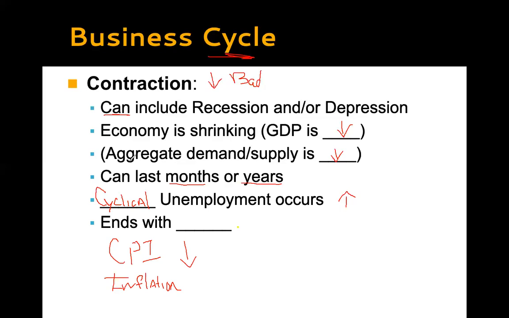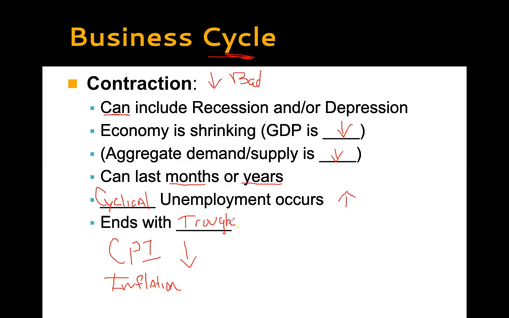Now, what does the contraction end with? It ends with the trough, because now you've bottomed out and things are getting better. So, bad times, contraction: GDP down, aggregate supply and demand are down, CPI, inflation is down because nobody's buying stuff. If you're not buying anything, all three of those are going to go down. Now, because people aren't buying anything, the one thing that goes up is unemployment because, hey, I'm sorry, business isn't good.